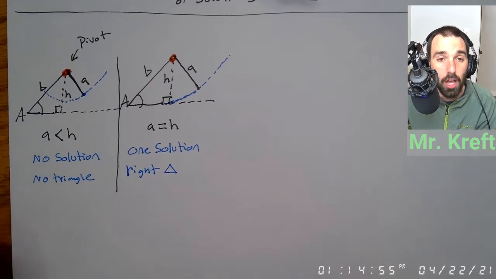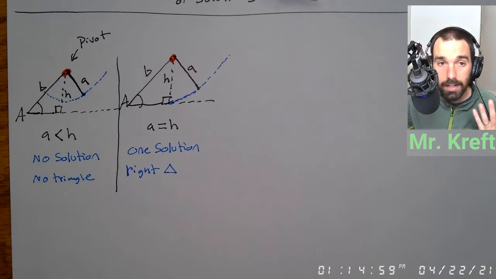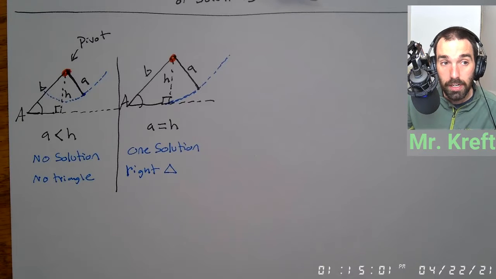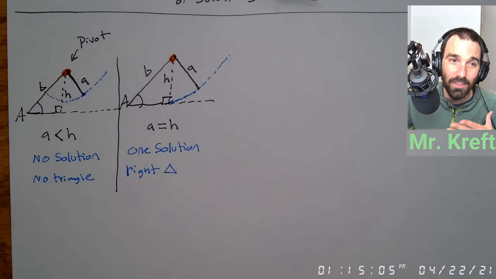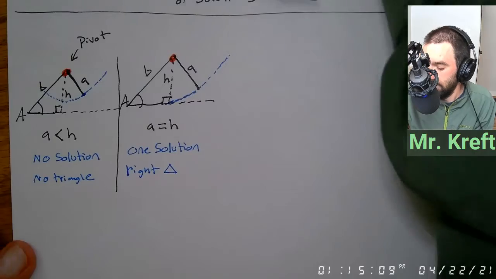If in geometry your teacher told you about HL as a way to prove triangles congruent, HL, hypotenuse leg, that is this solution of ASS triangles.